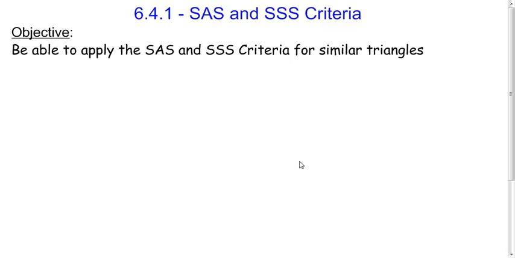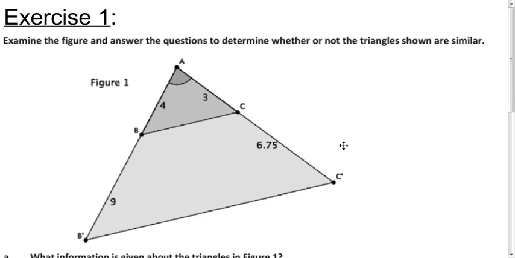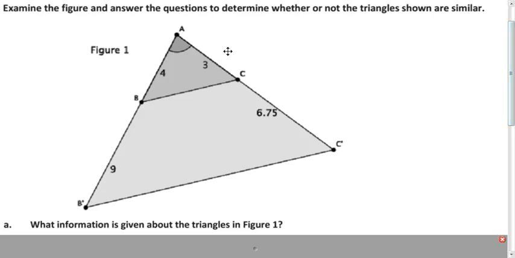Hello class, in this lesson we're going to learn about the side angle side and the side side side criteria for similar triangles. In this example, I want to show that the smaller triangle, ABC, is similar to the larger triangle AB'C'. What do we know from this diagram?